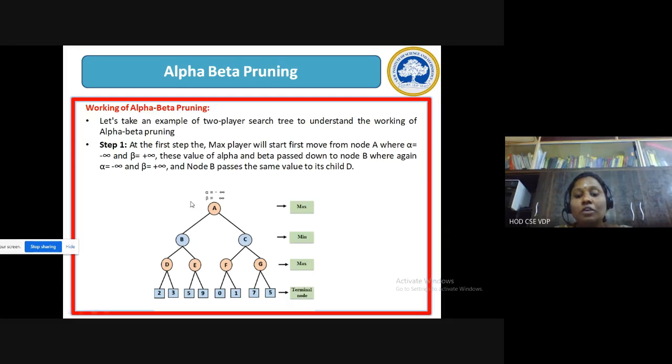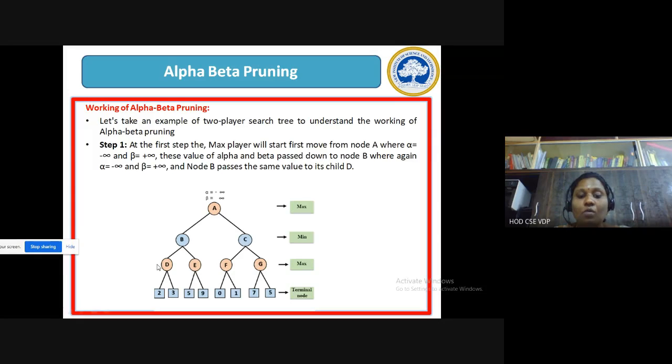Fine. So you have a problem given here. You have the strategies played as max, min and max. Okay, so initializing the values, you get alpha is minus infinity and beta is plus infinity. As I told you, when you're moving from the parent to the child, you will be passing down the values of alpha and beta. So B will have minus infinity as alpha and plus infinity as beta. Then coming down to D also, alpha is minus infinity and beta is plus infinity.